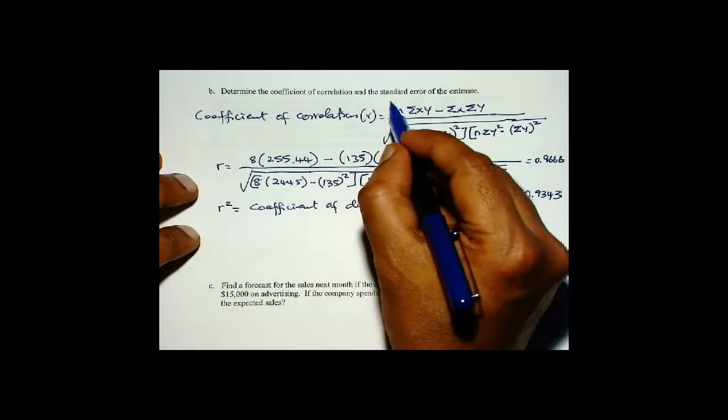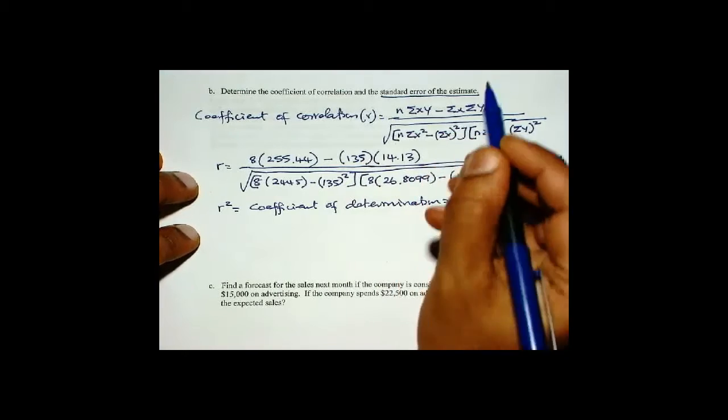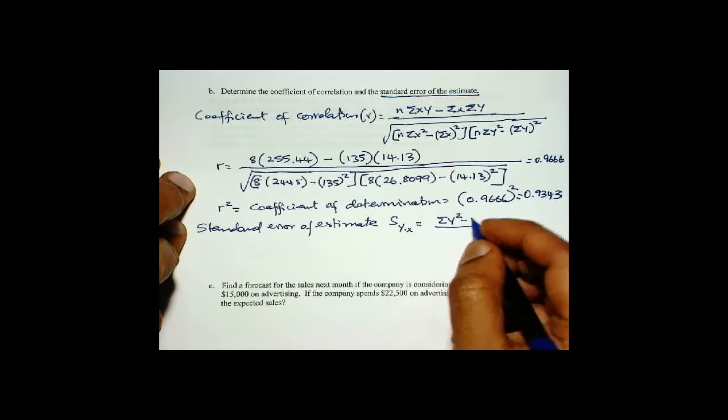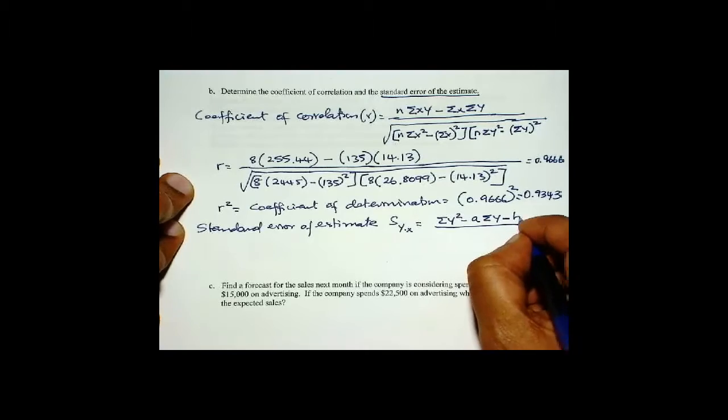Now, the next item that we need to determine is the standard error of estimate. And the standard error of estimate is given by S sub y dot x, and that is the square root of sum of y squared minus a times sum of y minus b times sum of x times y, over n minus 2.